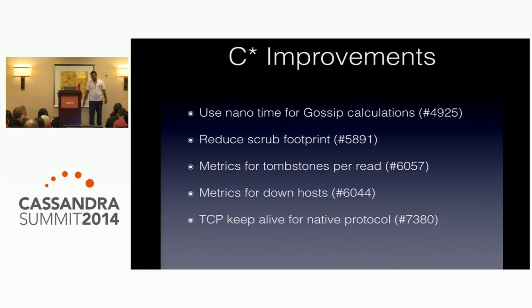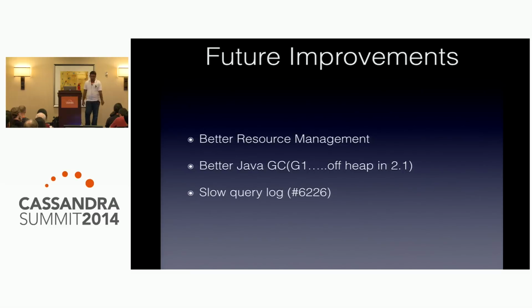TCP keep alive for native protocol. TCP keep alive was already there for thrift. Somehow it got missed for native protocol. So we did that so that your TCP connections in Cassandra are always in check. And yeah, so that was the patch for that.